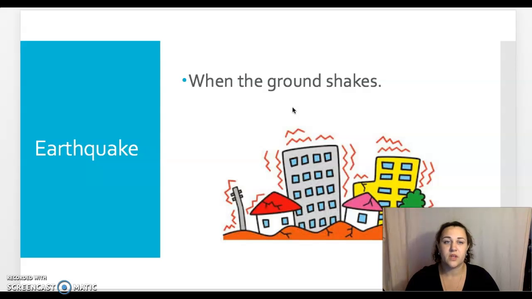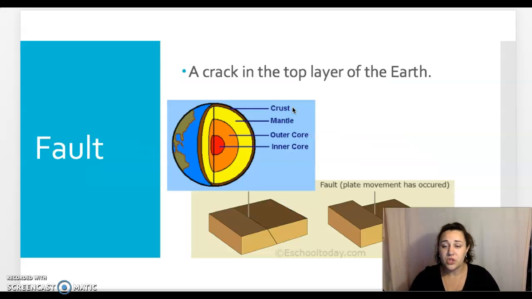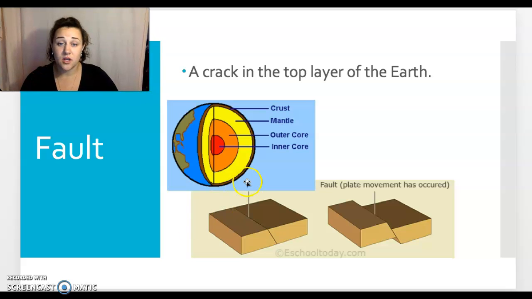Okay, friends? And then we have a fault. So the fault has to do with the earthquake. It's a crack in the top layer of the earth. So I'm going to move me so you can see. So if you look here, here's a picture of our Earth, and if we were to cut it open, which we can't, but scientists have studied this, you have the crust, which is the outer layer, the top layer, and that's where the fault is. It's a crack in the top layer of the Earth, the crust. But below the crust, then you have the mantle, the outer core, and the inner core. But for the sake of earthquakes and faults, we're just looking at the crust, the top layer.